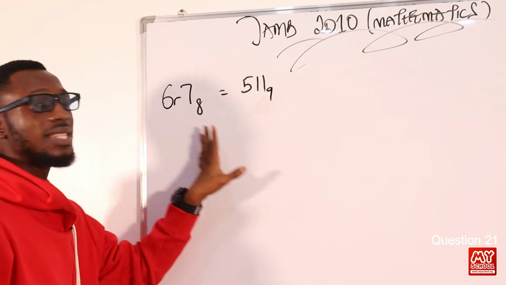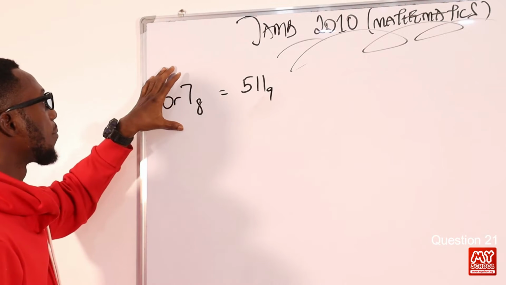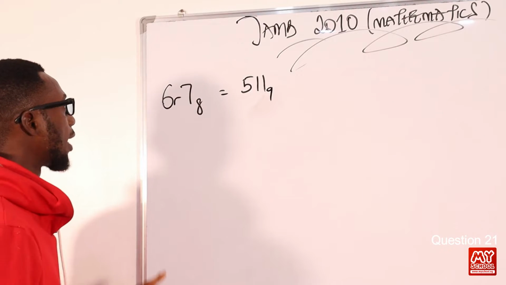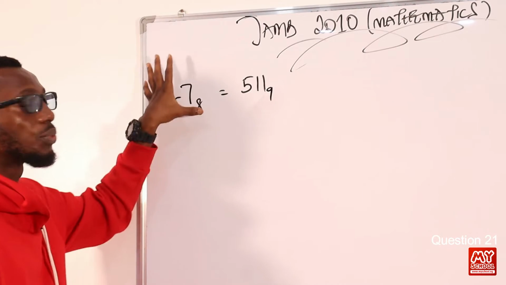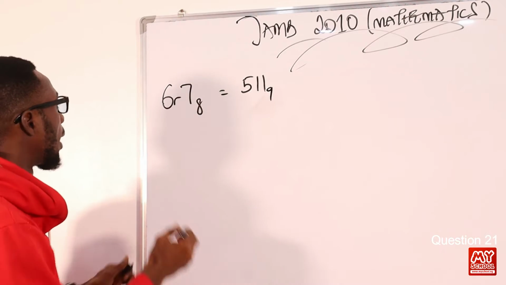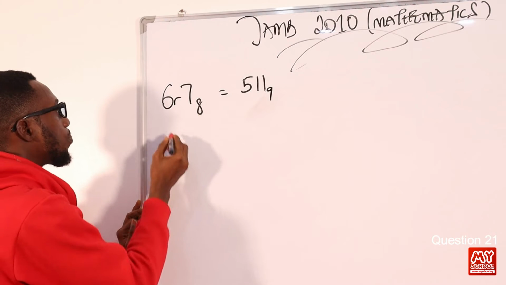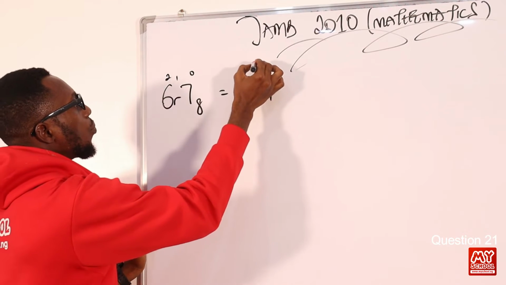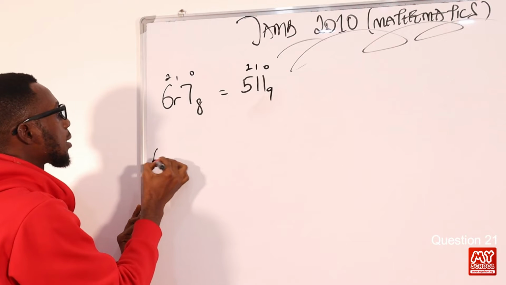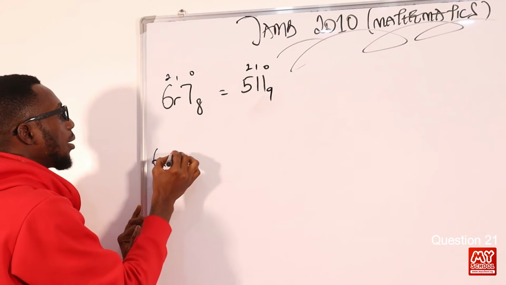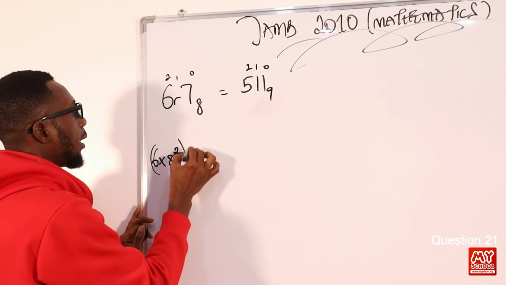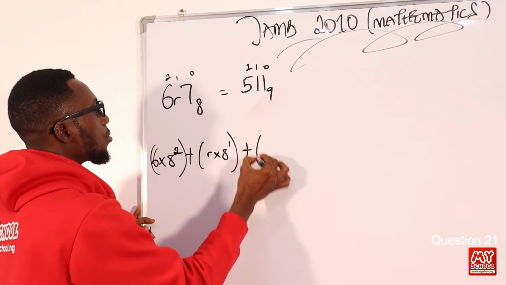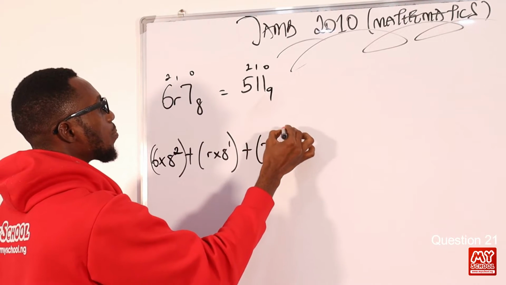So the best thing we can do is to bring both bases to base 10, which is the natural thing that we should work with. So how do we do this? We can use the expansion method. I will label the positions 0, 1 and 2. That will be 6 times 8 raised to power 2, added to r times 8 raised to power 1, added to 7 times 8 raised to power 0.